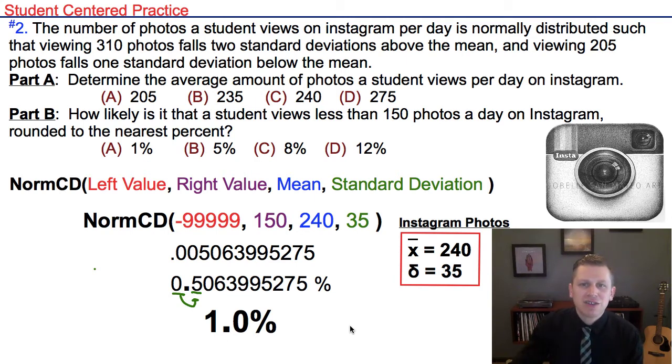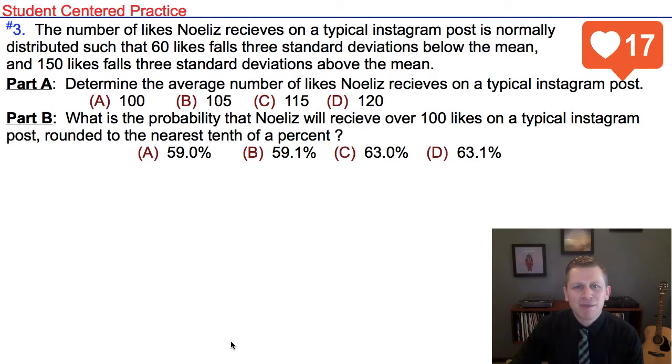What this means is that a student is likely to view less than 150 photos on Instagram 1% of the time. Let's try another example. This problem reads that the number of likes Noeliz receives on a typical Instagram post is normally distributed such that 60 likes falls 3 standard deviations below the mean and 150 likes falls 3 standard deviations above the mean. Part A. Use this information to determine the average number of likes that Noeliz receives on a typical Instagram post. And Part B. What is the probability that Noeliz will receive over 100 likes on a typical Instagram post rounded to the nearest tenth of a percent?